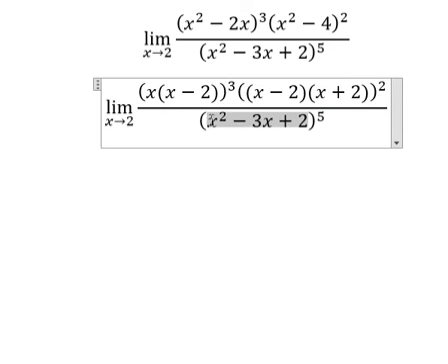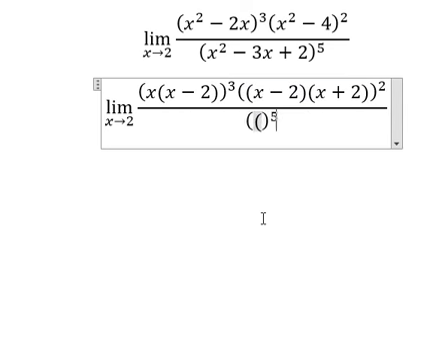This one in here we can do factorization. And you will get s minus 2 multiplied by s minus 1.